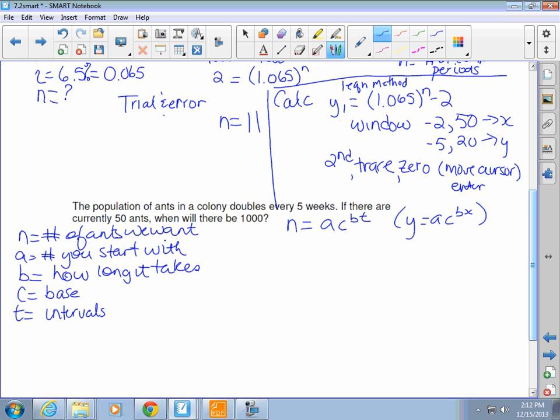If we take a look at this, our N is the number of ants we want. So we want to end up with 1,000. That is the amount that we want to have. The A value is how many we started with. For ants it was 50. In the question about the smoke detector, it was that chemical in the smoke detector, so the A value was where it started, the AM241. So we're starting at 50 ants.